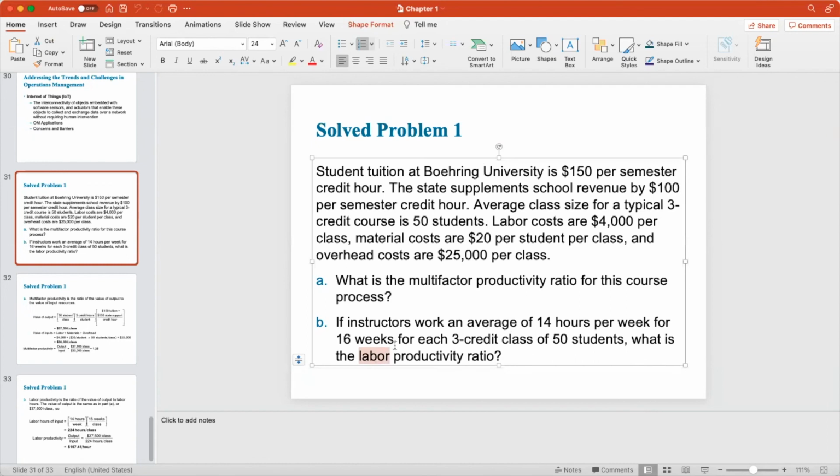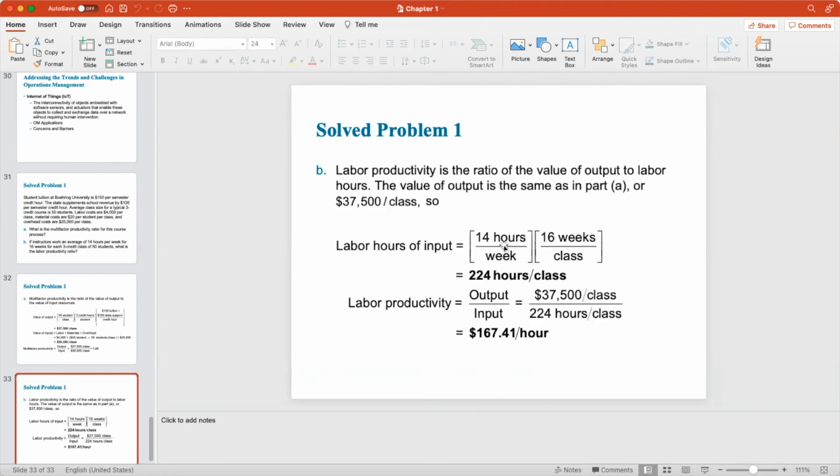More specifically, the unit that we would like to use for labor would be labor hours. How do we calculate the labor hours? Since the instructors work an average of 14 hours per week for 16 weeks, what is the labor hours? Very easy to calculate, right? Just use 14 times 16 to get the labor hours. So when we calculate input, it would be 14 times 16 to get the input value.